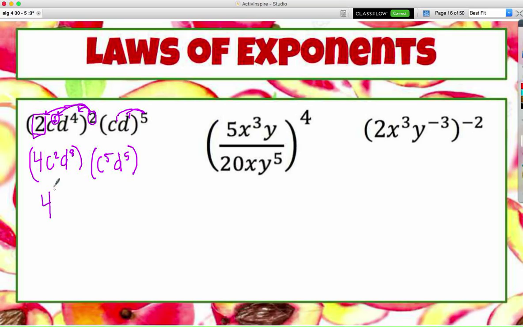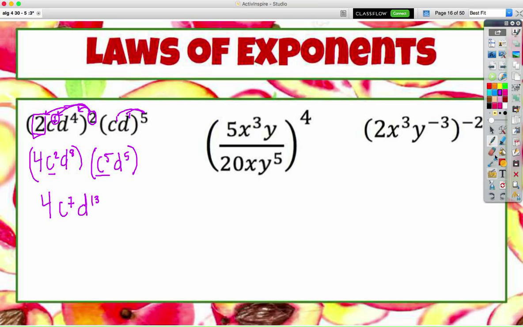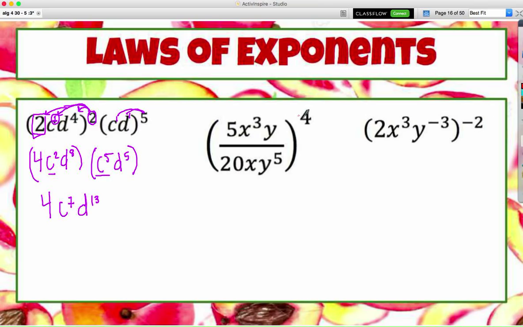But now that I'm doing c squared times c to the 5th, with the product rule, it says that I need to add the exponents, so that's c to the 7th. D to the 8th times d to the 5th would give me d to the 13th, and that would be my final answer because I couldn't combine any other terms. In our second example, you could technically simplify what's inside first and then distribute the 4, or you could distribute the 4, then simplify. I prefer to simplify first because I find that I make fewer mistakes that way.